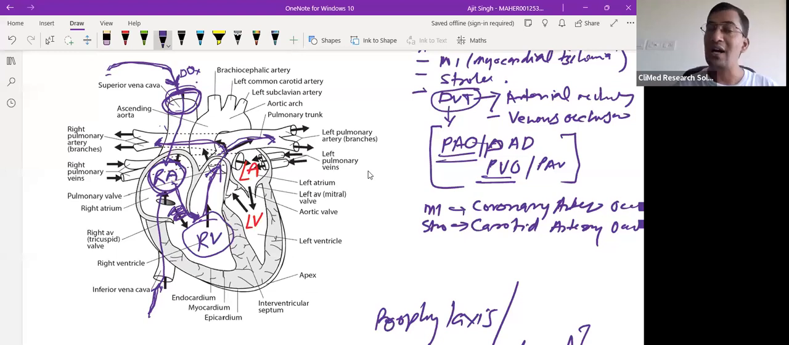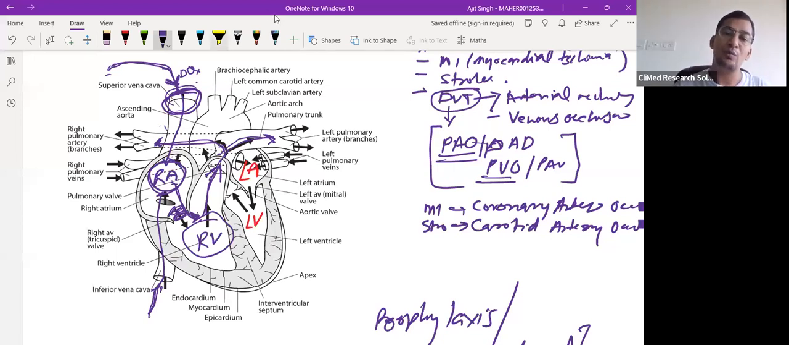So why do we call them arteries? Arteries mean those which take the blood out of the heart to the different systems. And veins are those which collect the blood from outside and bring it into the heart. Usually veins collect the deoxygenated blood, and arteries carry the oxygenated blood out of the heart. But here there is one kind of artery and one kind of vein which carry the opposite type of blood, and those are the pulmonary arteries and pulmonary veins.